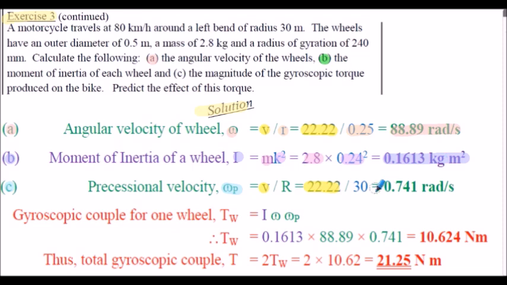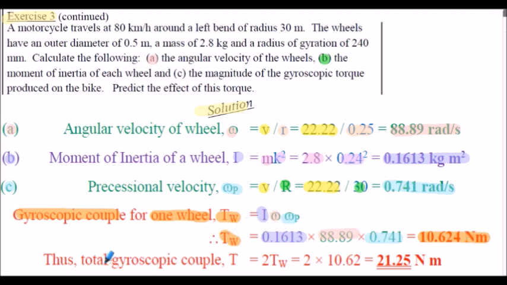But this time divided by the radius of the bend, capital R here, that was 30 meters. So omega p is 0.741 radians per second. We can now calculate the gyroscopic couple for one wheel, TW. We have the moment of inertia above, we have the angular velocity omega above, and we have the omega p calculated above. So evaluating, that's 10.624 Newton meters. That's the gyroscopic couple for one wheel.